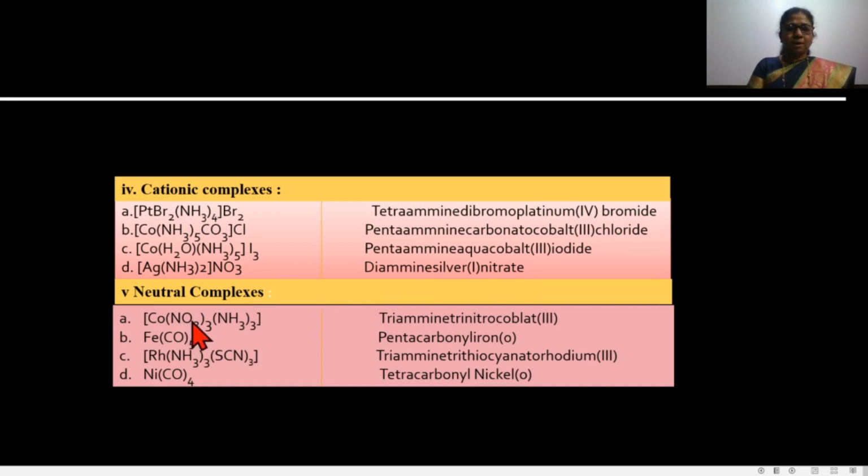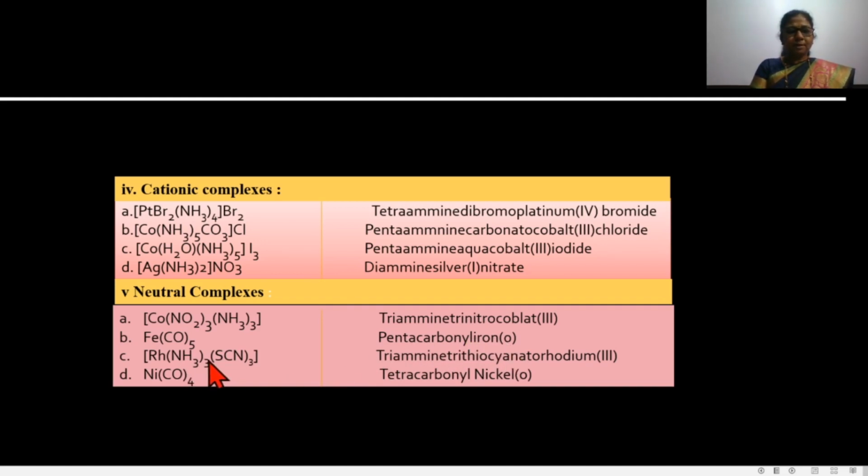Then neutral complexes. In neutral complexes, first write the name of the ligands, then write the name of the metal and then the oxidation state. In this example, there are 2 ligands. How many? 3 amines, triammine, trinitro, cobalt, 3. Then Fe(CO)5. The carbon monoxide is called the carbonyl group. Then how many? 5. Therefore, the name of this compound is pentacarbonyliron. The oxidation state here is 0.